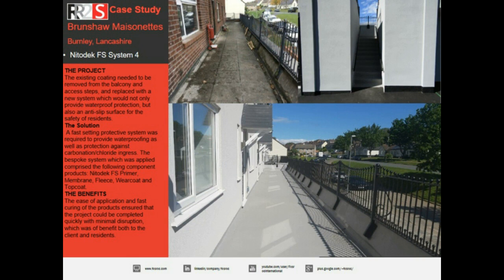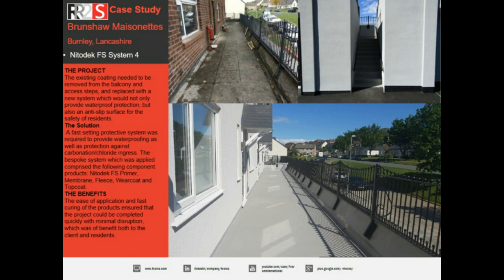But the beauty of Nitodec FS was that this whole system, and it was system 4 that they went for, so it was the all singing, all dancing system, went down in about an hour and a half for each of the 4 layers. So the complete system down in an hour and a half is absolutely astonishing when it comes to the cure time.